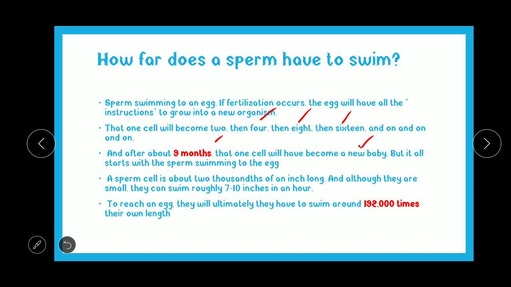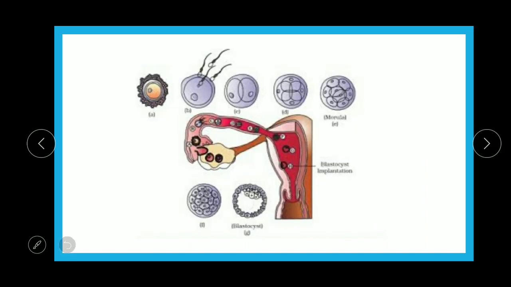A sperm cell is about 1/1000 of an inch long, that is very small, although they swim at an average of 7 to 10 inches per hour. And to reach an ovum, they have to swim around 192,000 times, that is almost 2 lakh times, of their own length to meet with the ovum. So here you can see the diagram.